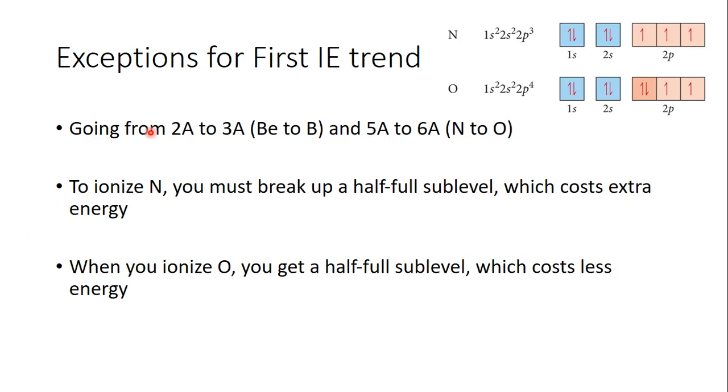So there are some exceptions to these trends. If you go from 2A to 3A, and 5A to 6A, the energy is a little different. So if we look at nitrogen, you're breaking up this half-filled shell, so that takes a lot of energy. With oxygen, you are removing an electron that's already paired, so that takes less energy. So nitrogen actually has a higher ionization energy than oxygen because of the paired electron versus non-paired electron.